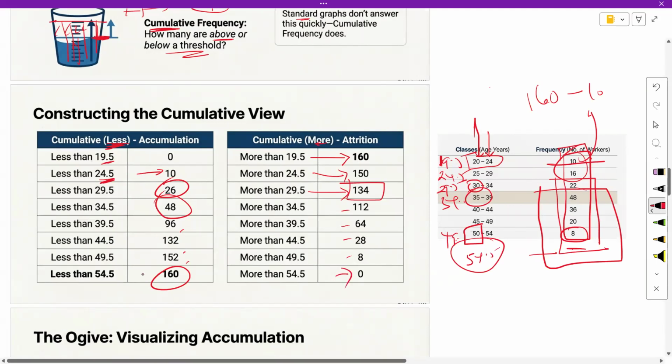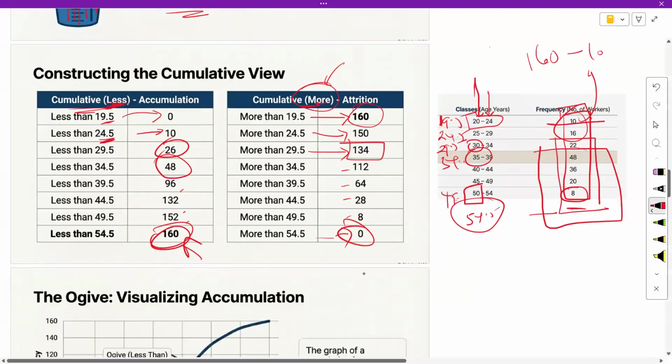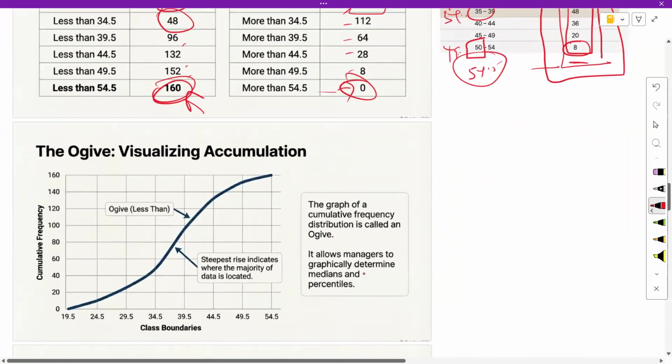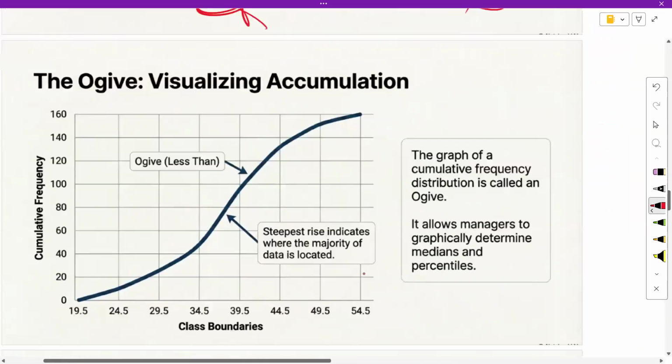So be very careful. The cumulative less than starts from 0 and ends up with the total. And the cumulative more than starts from the total and ends up with 0. Right now we have the cumulative frequency distribution table. Using this table, we can draw a diagram. That is called an Ogive.